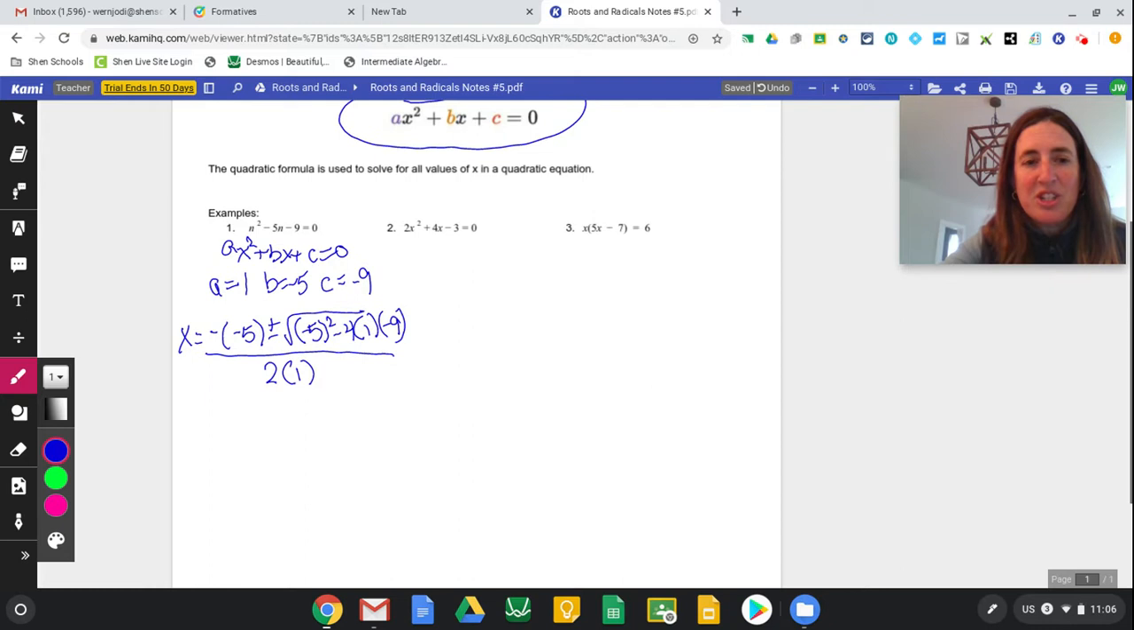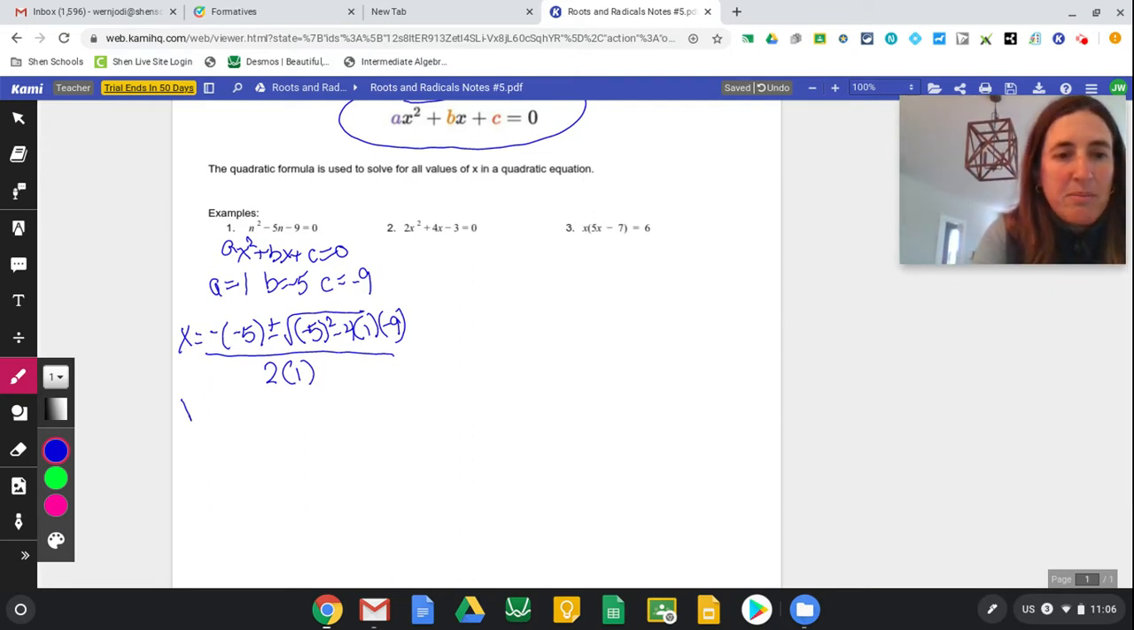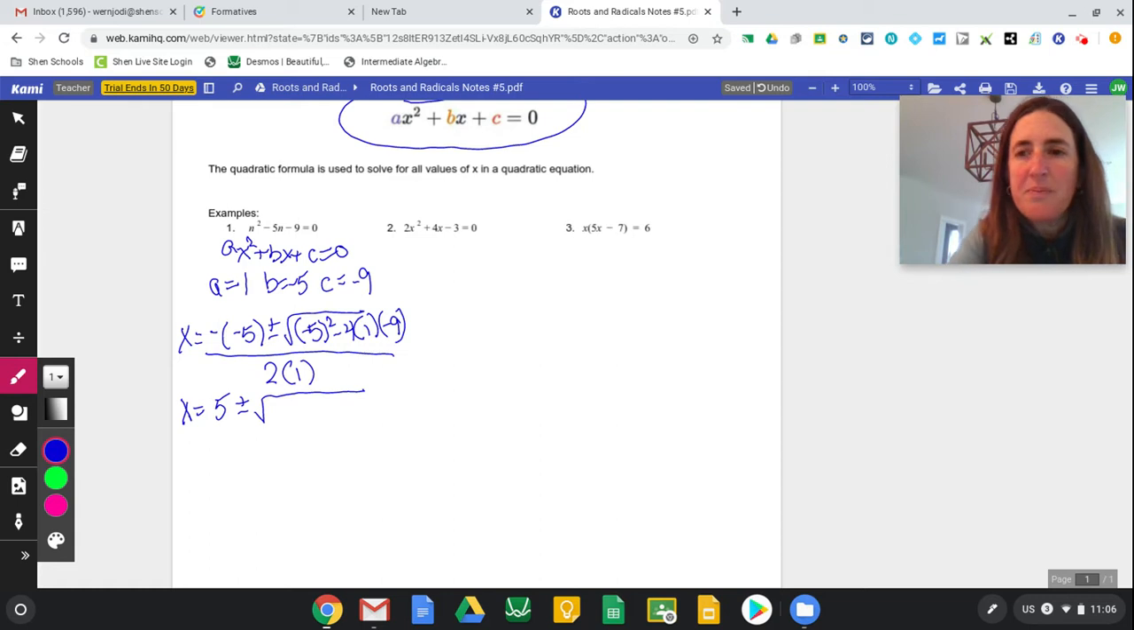Now we're going to actually do the math, and we're going to work from left to right by using PEMDAS. So negative 5 is positive 5, plus or minus square root. Negative 5 squared. Be careful when you enter that in your calculator. You got to use the parentheses. That gives you 25. When you multiply two negatives, it gives you a positive, and 9 times 4 is 36, divided by 2.